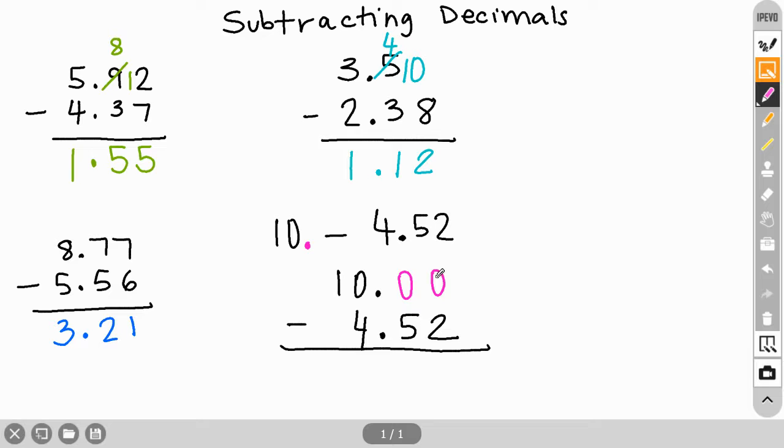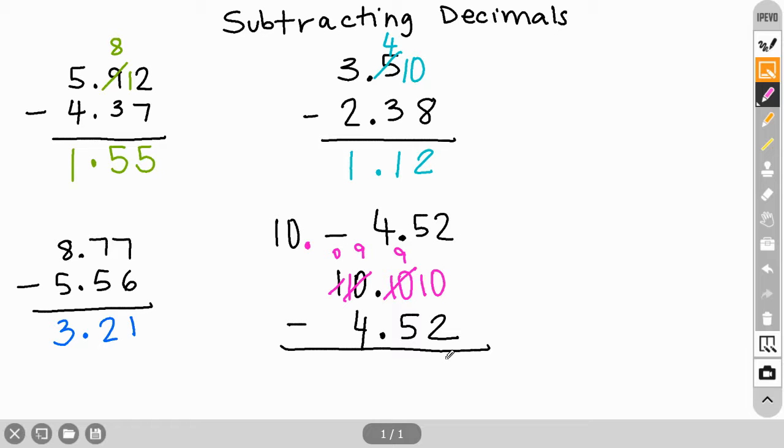Okay, so from this 0, I can borrow from this. I can borrow from this one, right? So I borrow from this. This one turns into a 0. And guess what? The 1 goes here. Now I can cross this, turn this into a 9, and put the 1 here. And then do the same thing. This turns into a 9, and then put the 1 here. And now you can subtract.